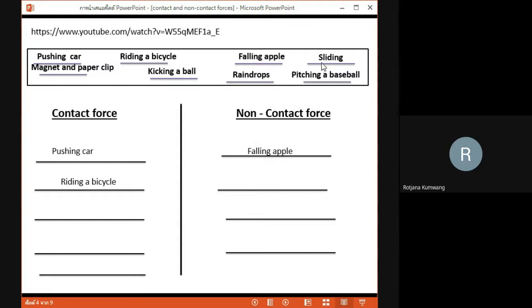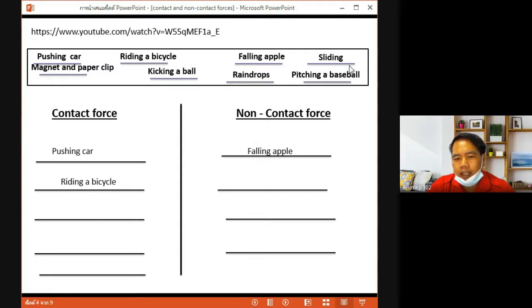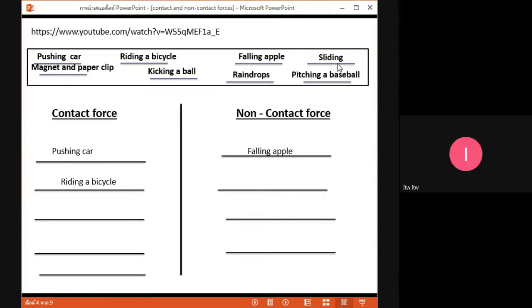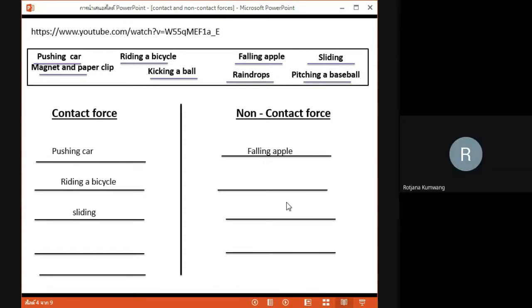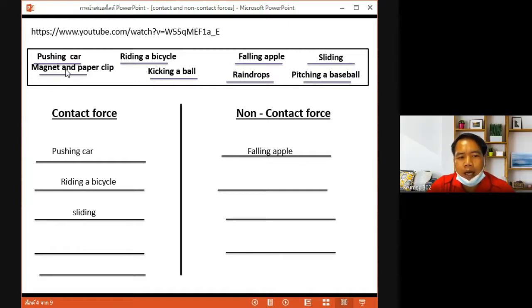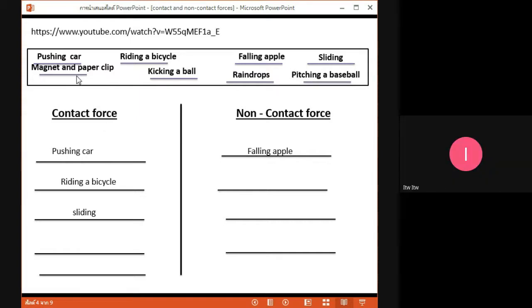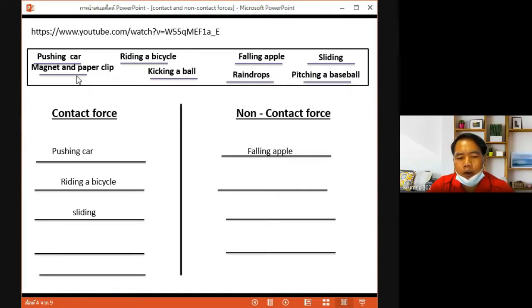Clear. Next, sliding. Sliding is a contact force or non-contact force? Contact force. Who is that? One Mai. Okay, very good. One Mai, plus 5. Okay, very good. Next, magnet and paper clip. Contact force or non-contact force? Not contact force. One Mai, you are finished.